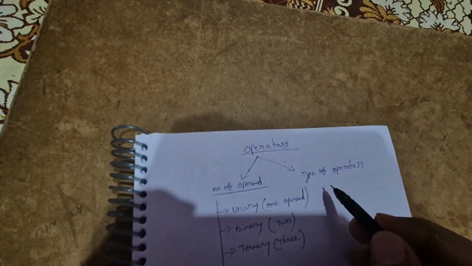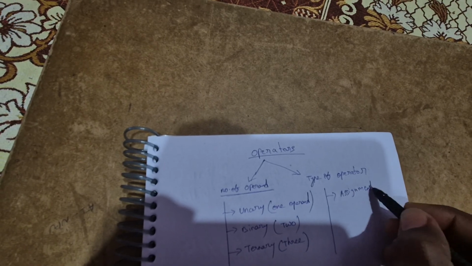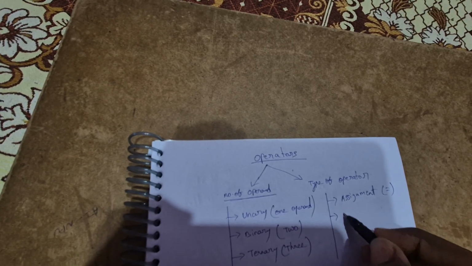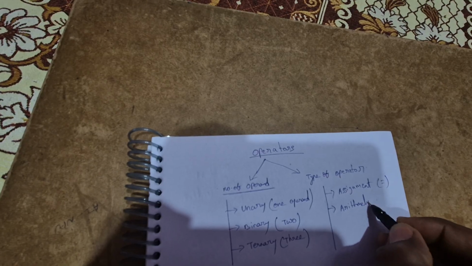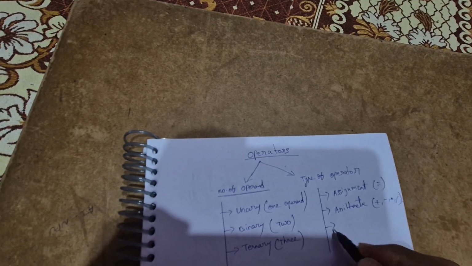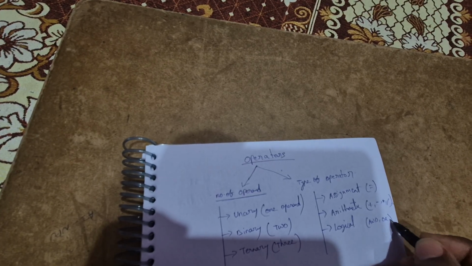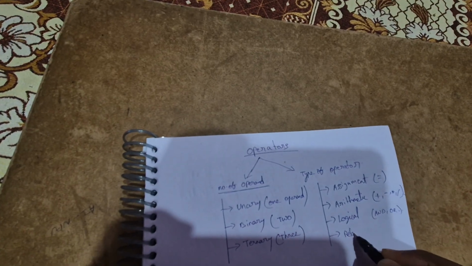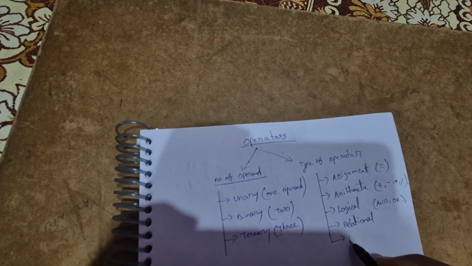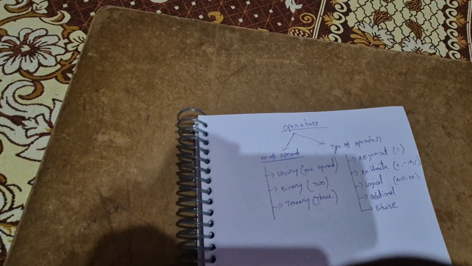And for the type of operators, one is the assignment operator, that means equal to. Then arithmetic: plus, minus, multiply, and so on. Logical means and, or. Then relational, and bitwise. Those will be discussed in upcoming videos. In this video we discuss the number of operand categories: unary, binary and ternary. And first we discuss the assignment operator.